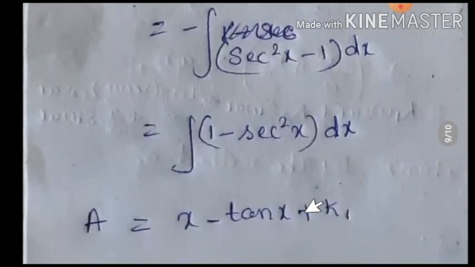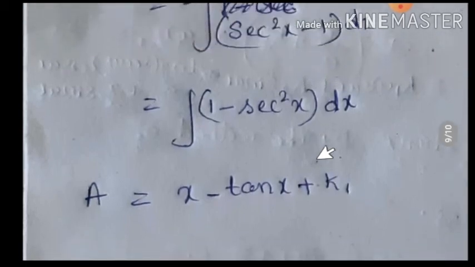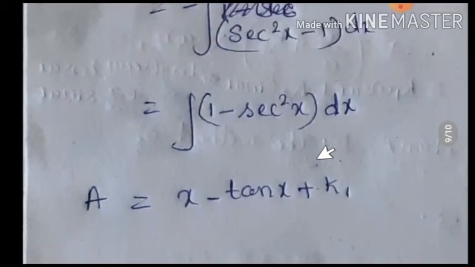So before simplifying that, we simplify the outside minus sign. Minus and minus become plus. So that is written first, minus secant square x. Integral of 1 is x. Integral of secant square x is tan x. Then the constant of integration k1. Correct? Now we will find out the b value.